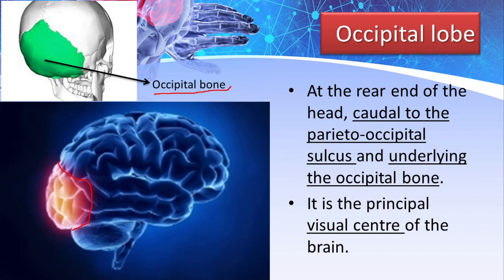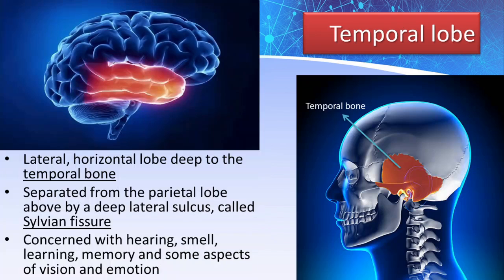Here you can see the occipital bone that is located at the back side of the human skull, and the occipital lobe is located beneath the occipital bone. It is the primary visual center of the brain, where the signals of visual images are processed, that is the occipital lobe.